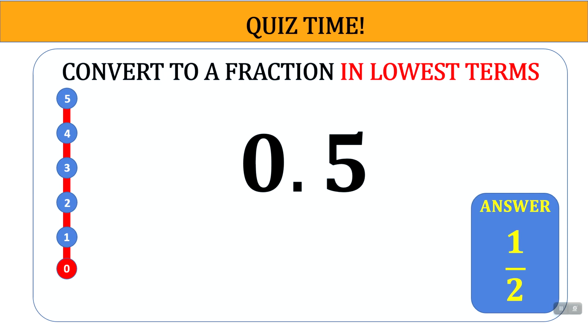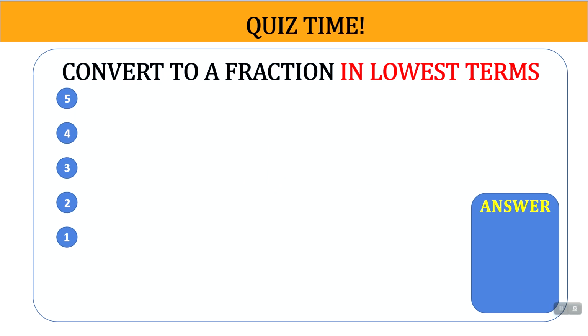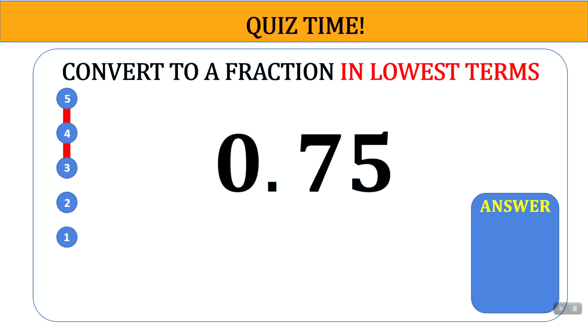Time's up. The answer is 1/2. 0.5 is 5/10, and 5 over 10 can be reduced to 1 over 2. Question 3. Convert this decimal to a fraction in lowest terms. Time's up. The answer is 3 over 4.